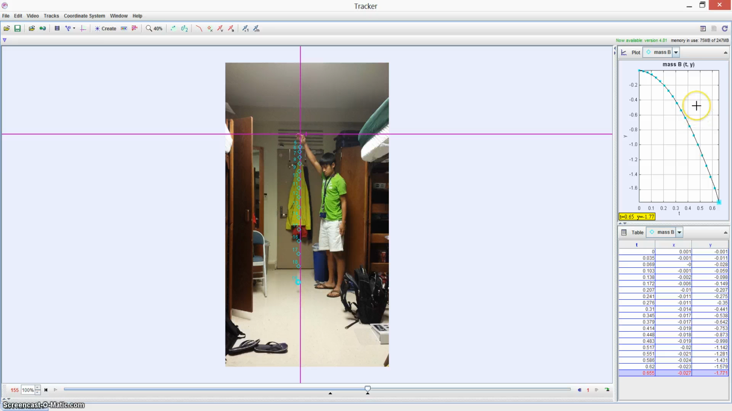As you can see, this produced a line plot with an increasingly negative slope, indicating that the paper is accelerating in the negative y direction. Although the paper moves slightly in the x direction, it is very minuscule, and we will neglect this since we are solely focusing on motion in the y direction.